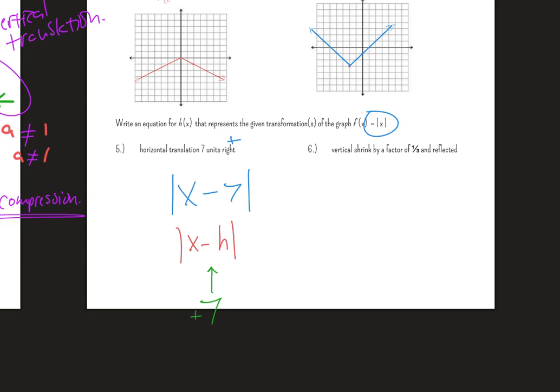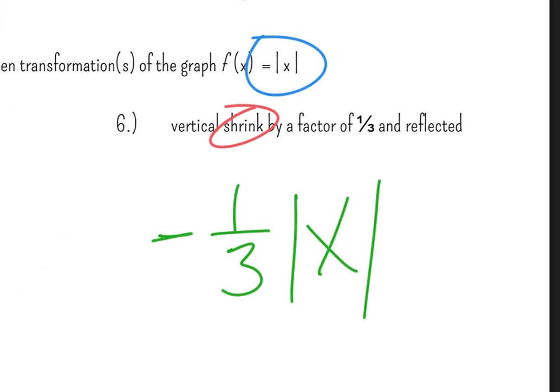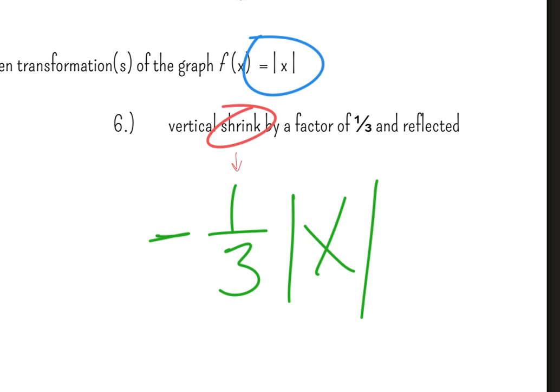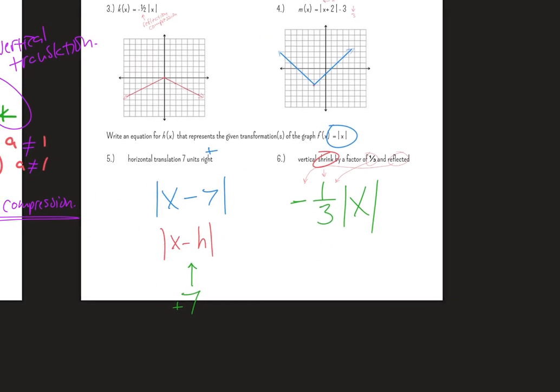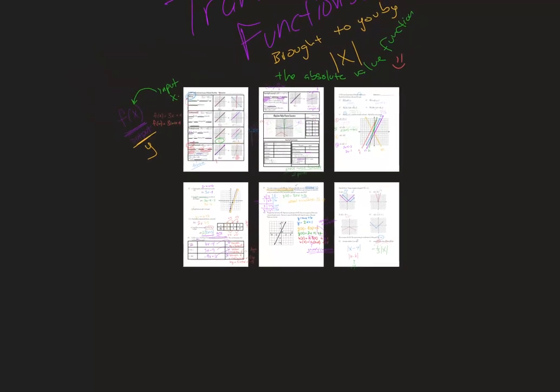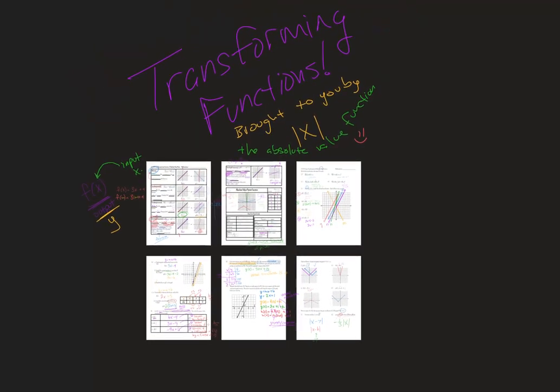Okay, vertical shrink by a factor of 1/3 and reflected. Just like that. Why is it that way? Because a shrink or a stretch or a compression, that's this part out front. And then by the factor of 1/3, well, it's specifically that. And then it's reflected, that is the negative. So there's 3 little arrow explanations for that. There's the whole thing on transforming functions. Let me know what questions you got.